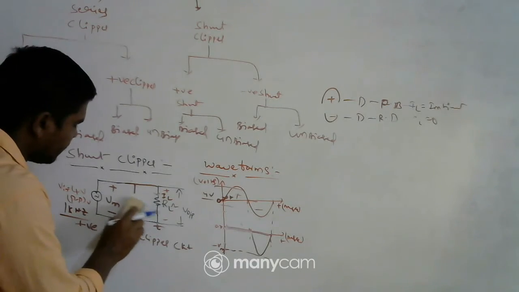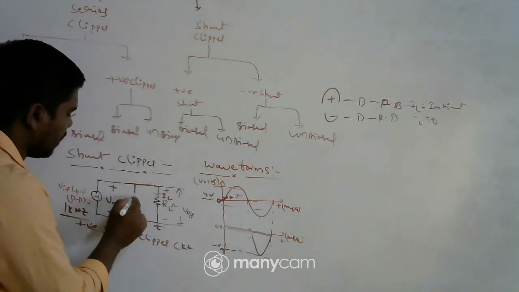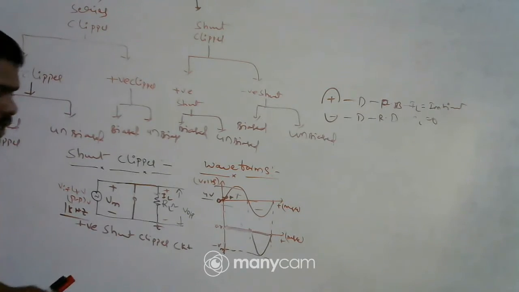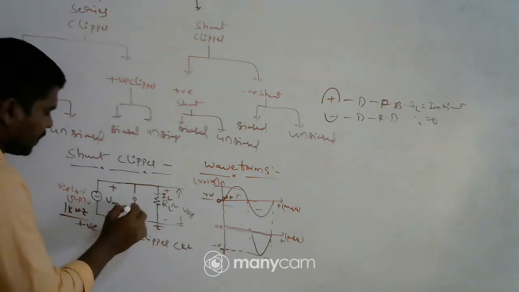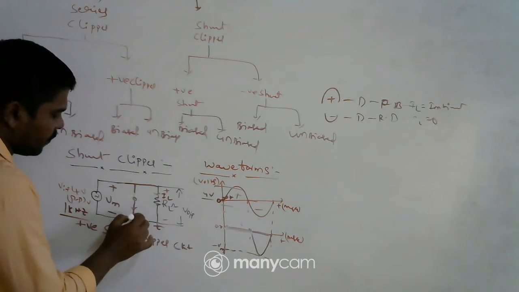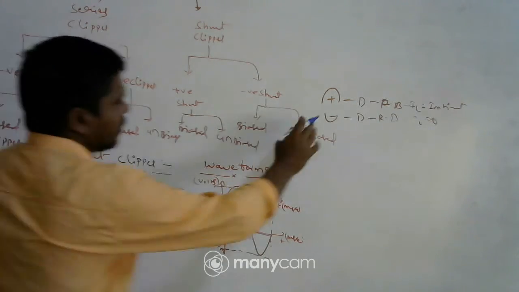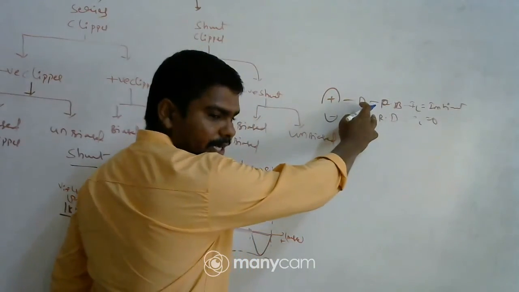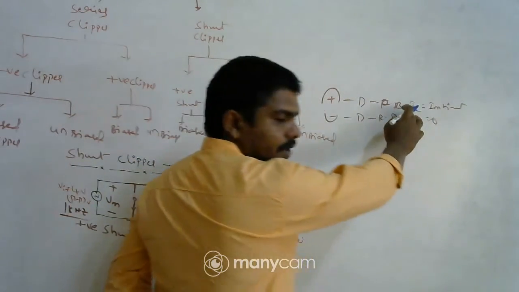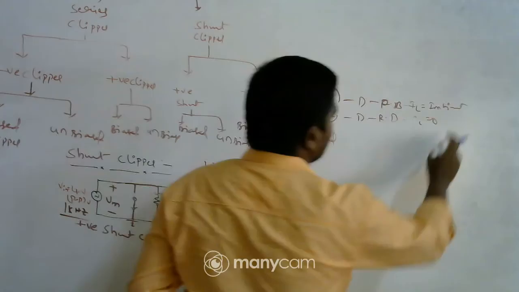Forward bias means it's a short circuit. The diode is in the on position and the circuit is short circuit. And what about your current? The diode current flows through the ground. So for a positive cycle, the diode becomes forward bias, and your current IL flows through the ground.